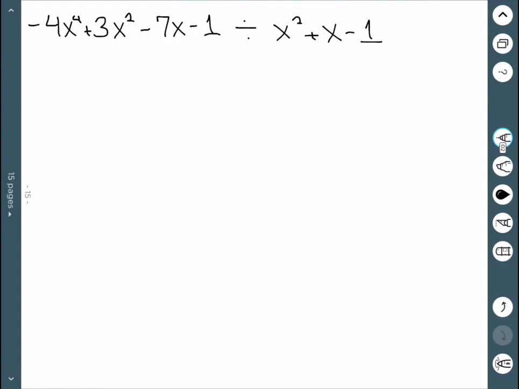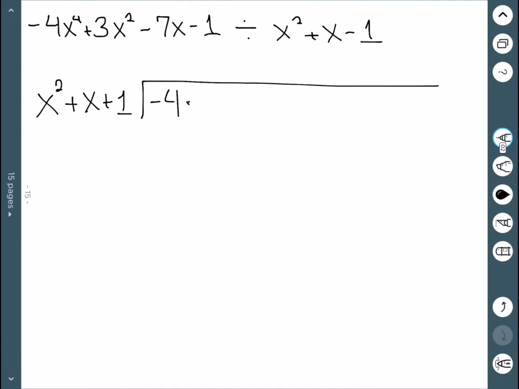We'll do one more. This time the outside is x squared plus x plus 1, and the inside is negative 4x to the 4th. We don't want to skip terms here, so we'll write 0x cubed plus 3x squared minus 7x minus 1. x squared times what is negative 4x to the 4th? Well, we would need a negative 4 in there, and to get from x squared to x to the 4th, we would need another x squared. So negative 4x squared.